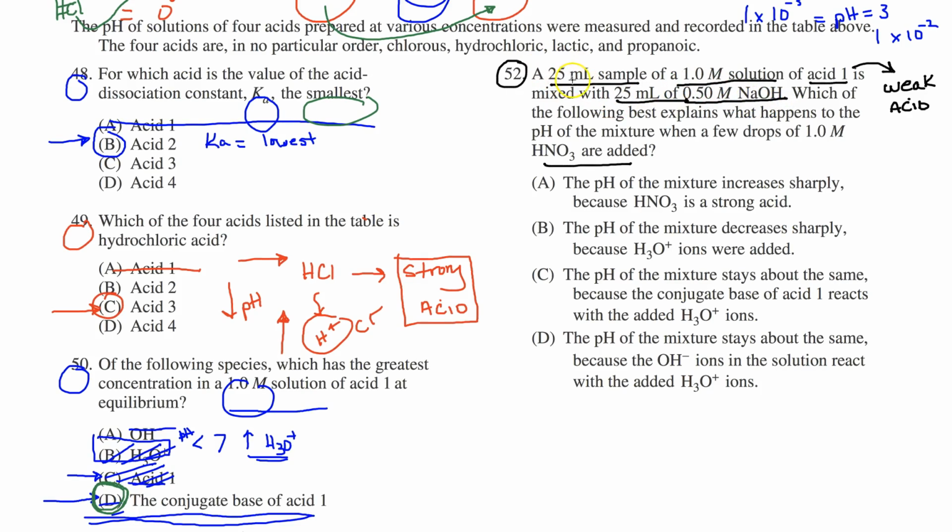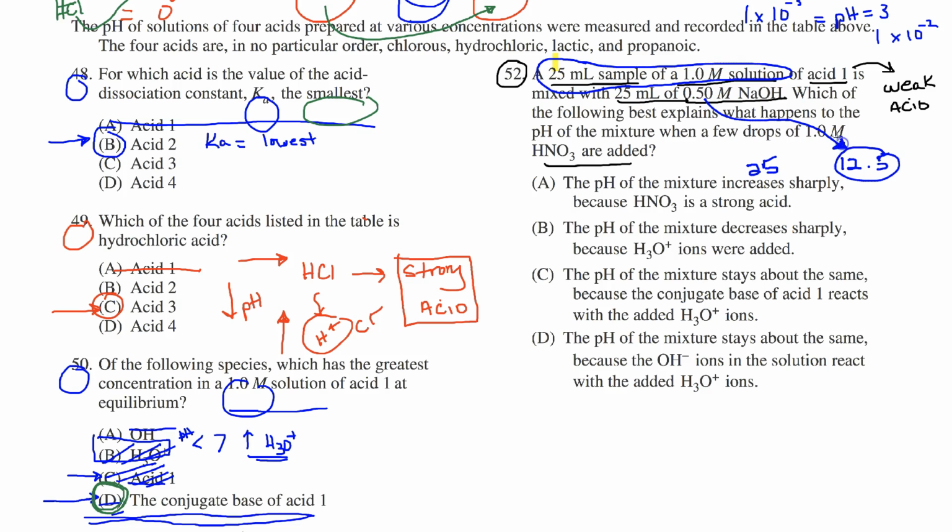Now notice something. The sample that we have is a 25 milliliter sample at 1.0 molar solution. And then we're going to add 25 milliliters of a 0.5 molar solution. So we'll do the math in your head. 25 times 1 is 25, right? Now, do 25 times 0.5 if you want, and it's going to be 12.5, right? And so if you're solving for moles, and I know this has to be in liters to do that, you can clearly see that there's half as much moles of NaOH.